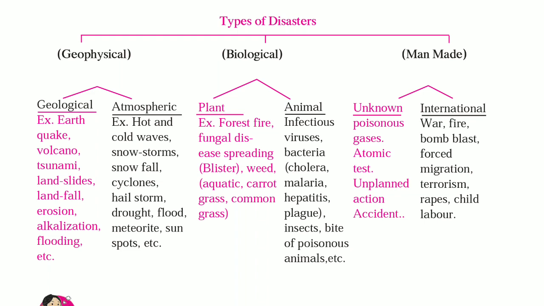Man-made are of two types: unknown and international. Unknown: poisonous gases, atomic test, unplanned action, accident. International: war, fire, bomb blast, forced migration, terrorism, rapes, child labor.